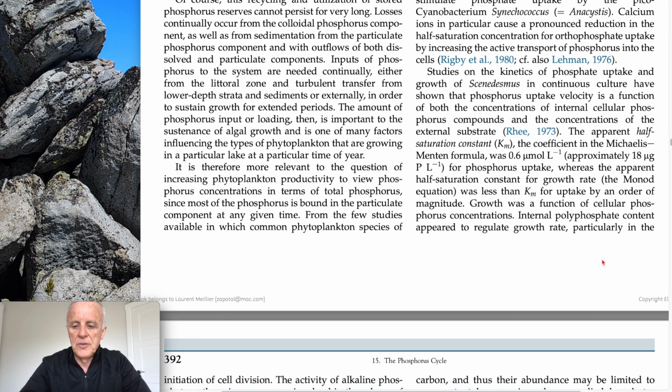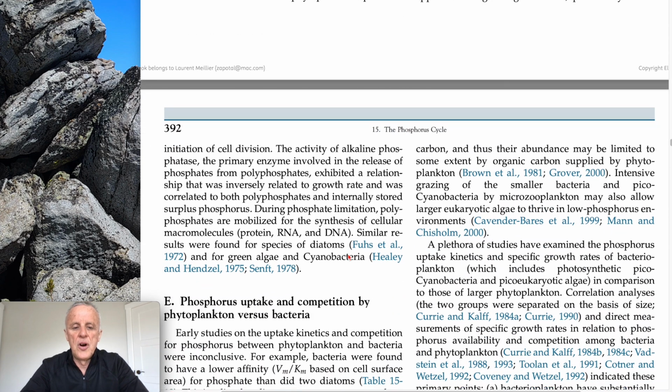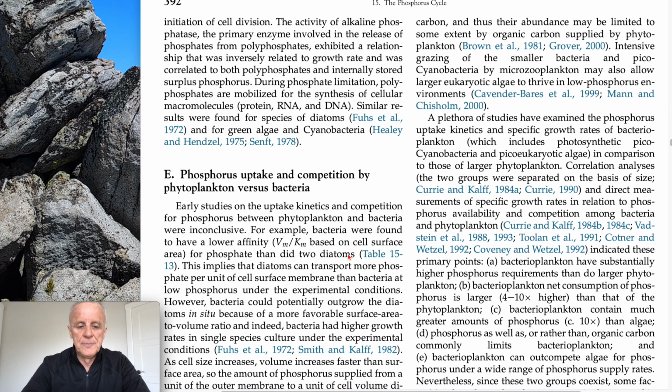Internal polyphosphate content appeared to regulate growth rate, particularly in the initiation of cell division. The activity of alkaline phosphatase, the primary enzyme involved in the release of phosphates from polyphosphate, exhibited a relationship that was inversely related to growth rate and was correlated to both polyphosphates and internally stored surplus phosphorus. During phosphate limitation, polyphosphates are mobilized for the synthesis of cellular macromolecules. Similar results were found for species of diatoms and for green algae and cyanobacteria.